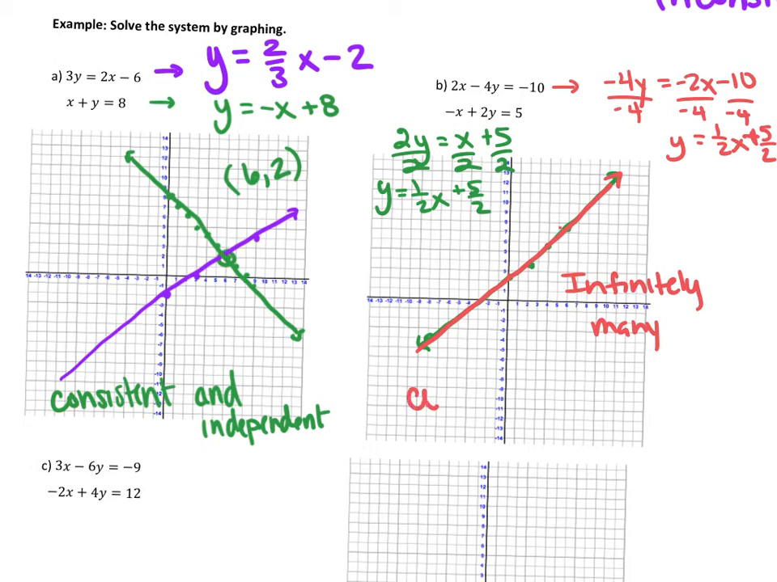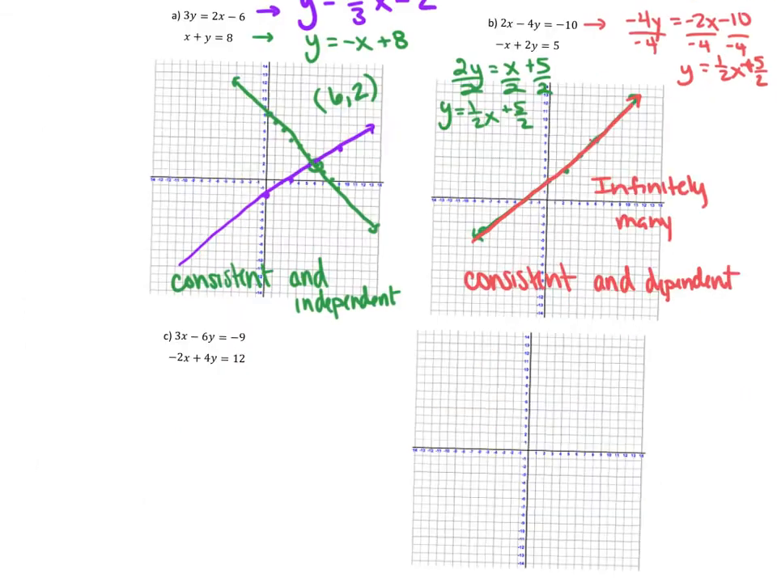And this is what we call consistent. Consistent means there is a solution, but it's dependent, which means that the solutions are not unique. So you get a solution, but they're not unique.